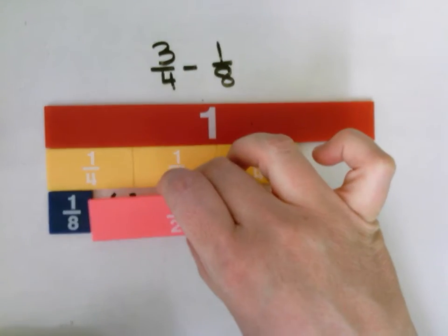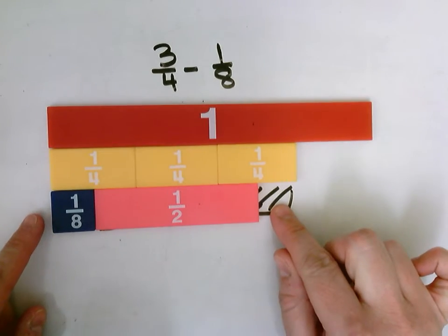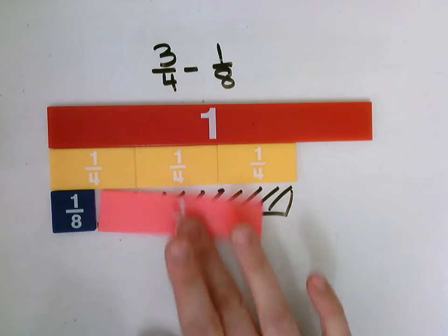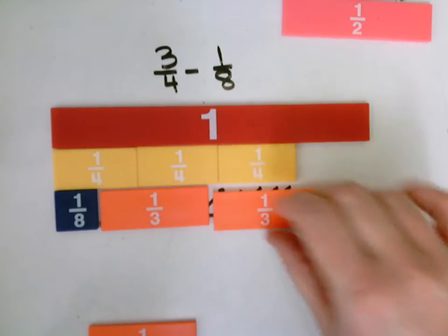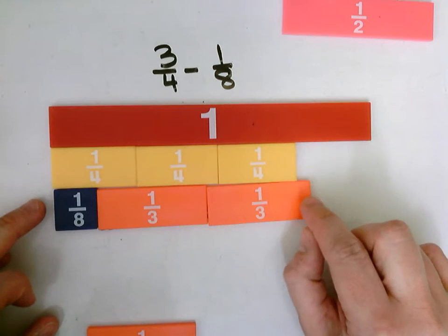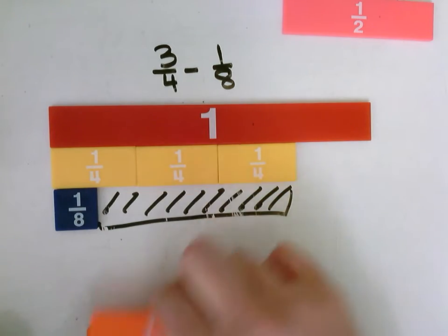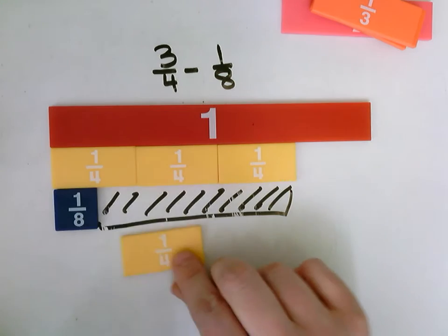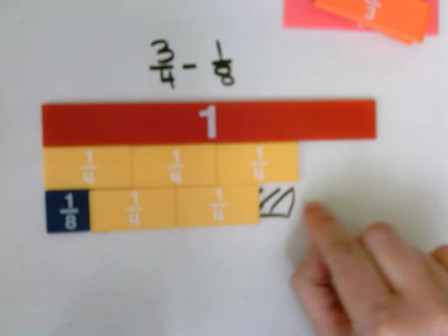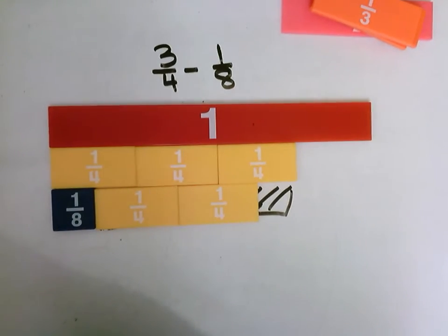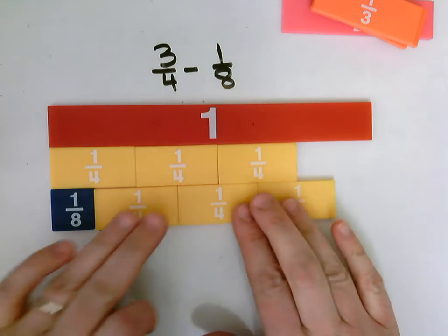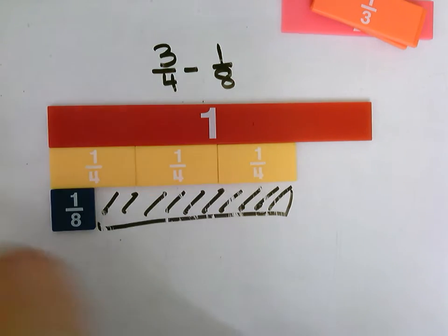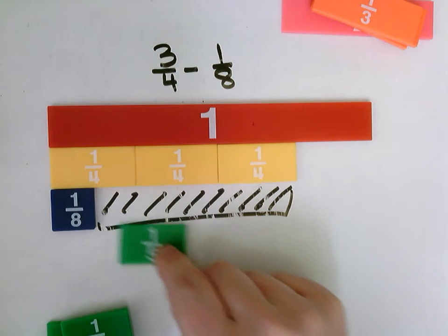Let's see. A half is too small. If I try to put another half here, that would be way too big. That's not going to work. What if I tried thirds? Ooh, it looks like it works, but it's a little too big, so it's not thirds. If I tried fourths, I can already see that that's not going to fit. If I try another one, you don't even have this many fourths at home. That doesn't work. I'm going to try fifths.